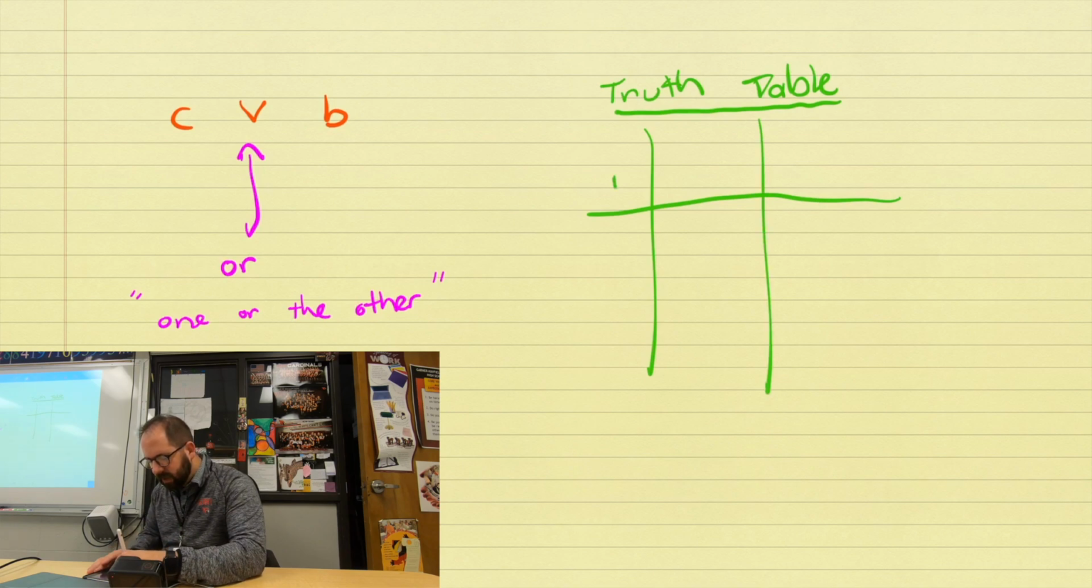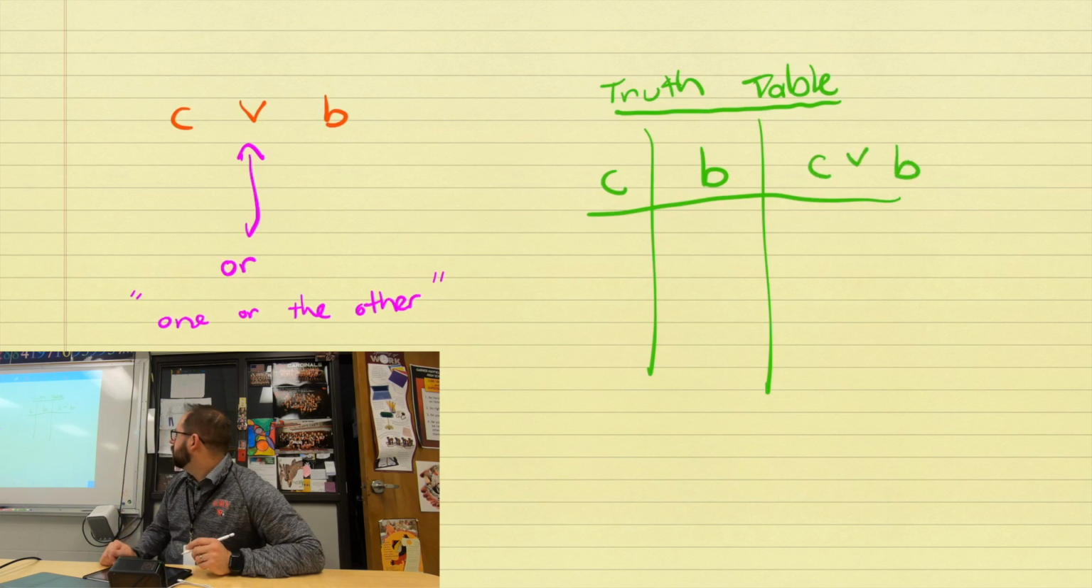So we're gonna have a C column. Let me put that in the front. So we have a C column, we have a B column, and then the last column is C or B. A little up arrow key, or I guess down arrow, a little V symbol between them. So we have 3 columns because we have 2 letters and then the answer we're looking for. Tomorrow we're going to look at more complicated ones of these.